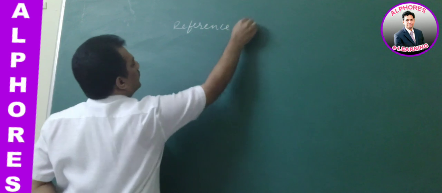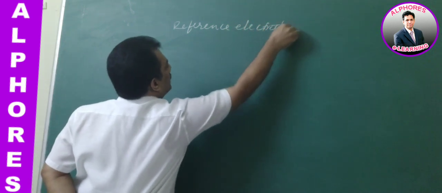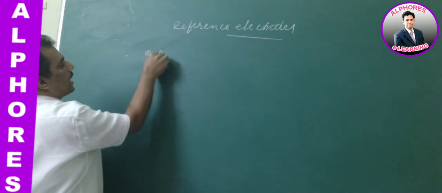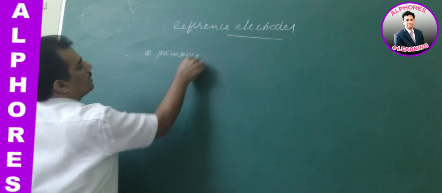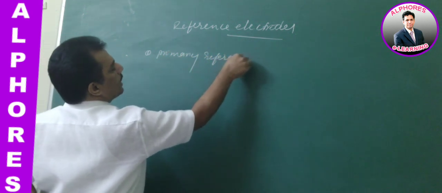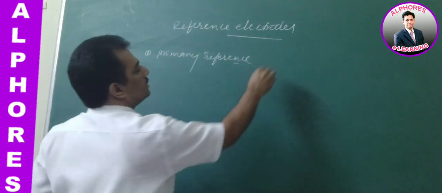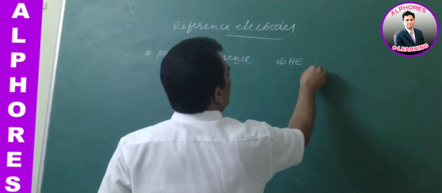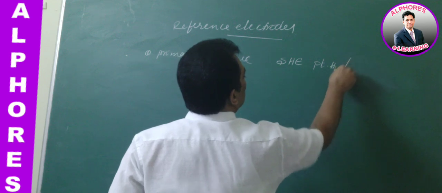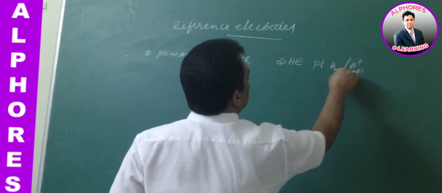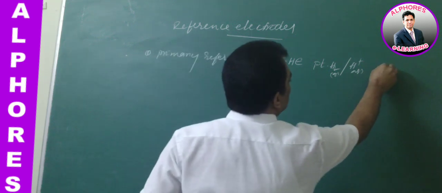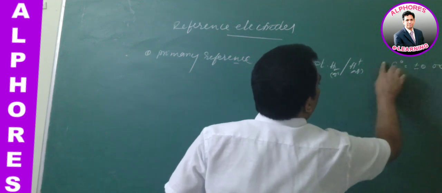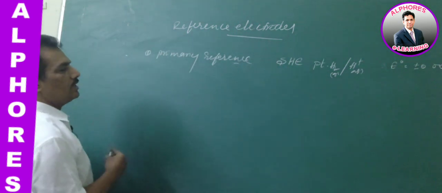Reference electrodes. Known potential electrodes are reference electrodes, already we know, and these are majorly two kinds. One is the primary reference electrode, and the best example is SHE, the standard hydrogen electrode. It is represented as platinum, H2, H plus aqueous, where H2 is a gas, and its potential E naught is taken as plus or minus 0. This is the primary reference electrode.